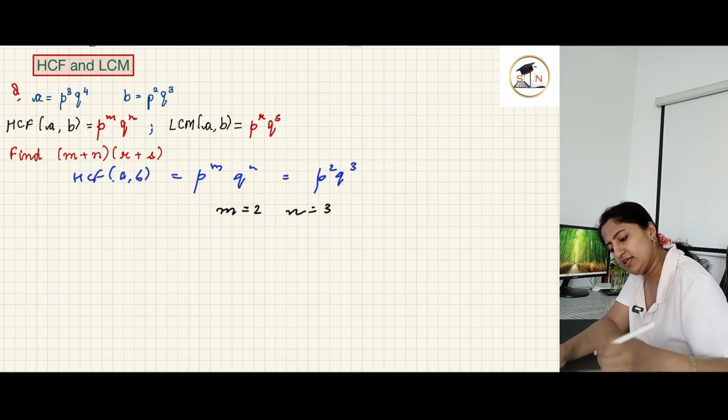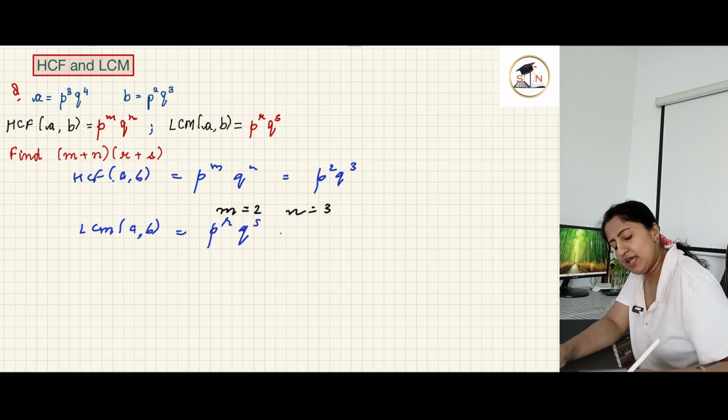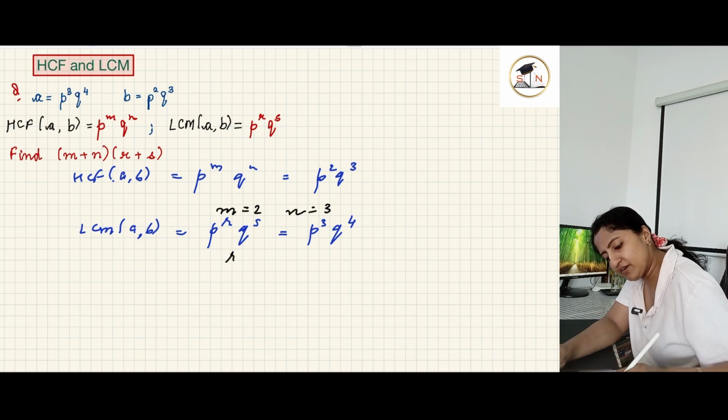Okay. Now, let's find out the LCM also. LCM of A and B. It is given to us as P to the R and Q to the S. And according to our rules, we know that LCM is going to be P cube and Q4. So here we have our R and S, right? So R comes out to be 3 and S comes out to be 4.